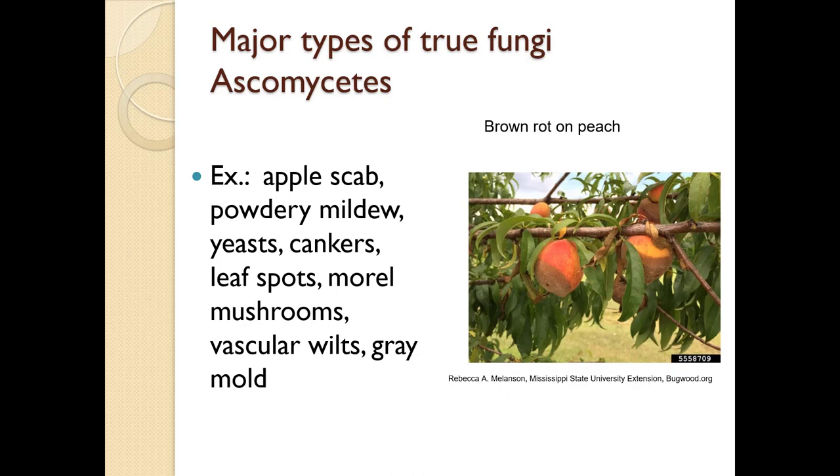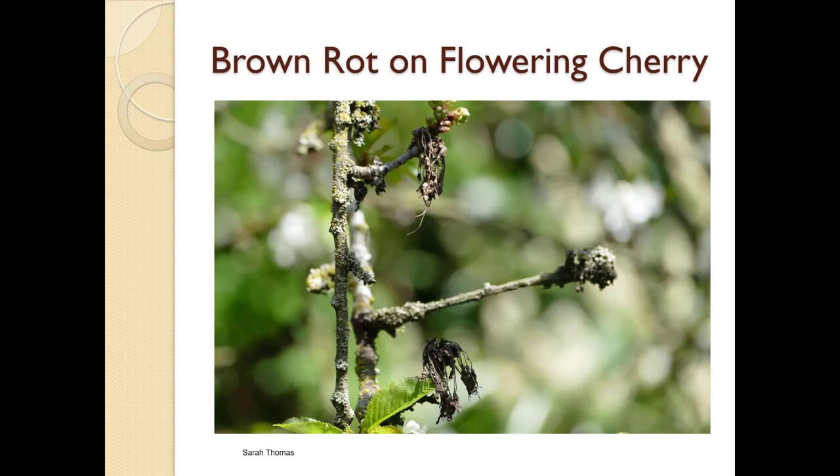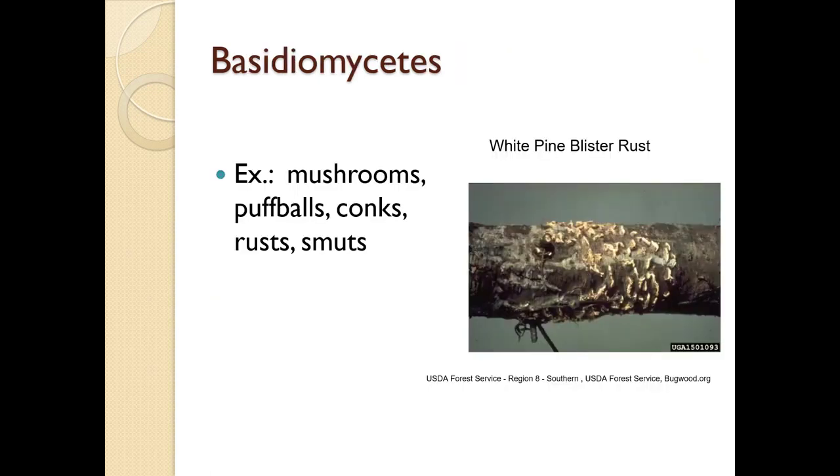And so the major types are Ascomycetes, and included in this group are apple scab, powdery mildew, yeast, cankers, leaf spots, vascular wilts, and gray mold. And here's an example of brown rot, which is in this group on a flowering cherry. Basidiomycetes are going to have mushrooms, puffballs, conchs, rust, smuts. This is also where a lot of your mycorrhizal fungi are grouped. And here's a picture of white pine blister rust, I'll talk about when I get to Basidiomycetes.